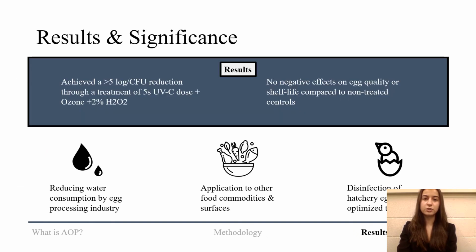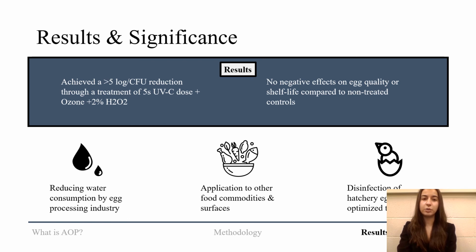Using response surface methodology, it was concluded that the optimal advanced oxidation process treatment to disinfect the shelled eggs from Salmonella enteritidis consisted of a 5-second dose of UV and ozone with 2% hydrogen peroxide. Here the treatment was able to sustain a greater than 5 log per CFU reduction of the pathogen. Furthermore, the treatment did not demonstrate any negative effects on the quality or shelf life of the eggs over the 35-day period. Advanced oxidation process holds great significance as a novel technology in Ontario's food industry.